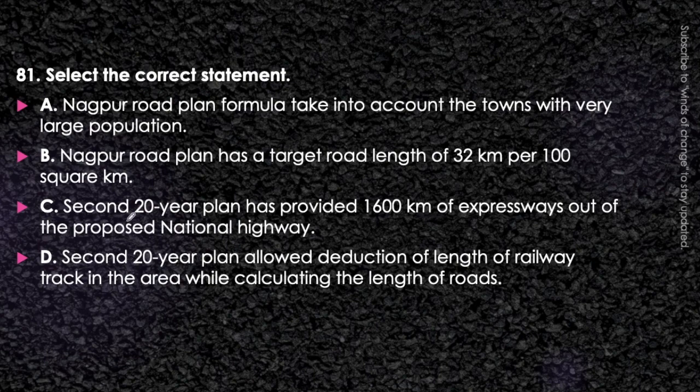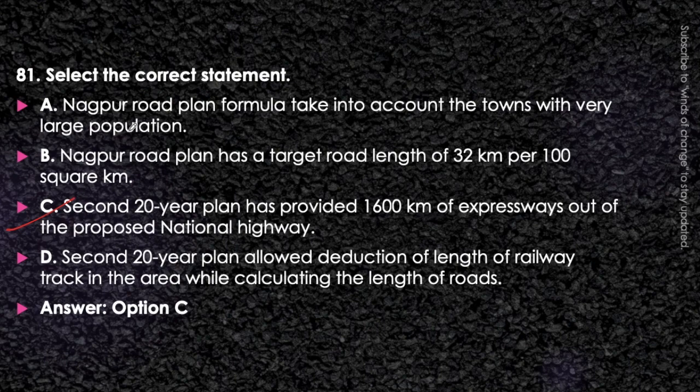Now these two statements are for the second 20-year plan, in which it is provided that 1600 km of the expressway is out of the proposed national highway, and the second 20-year plan allowed the deduction of the length of railway track in the area while calculating the length of the roads. This was adopted after the second 20-year plan, so this cannot be a possibility. Railway track was not being considered in the second 20-year plan. The answer will be option C, that is, in the second 20-year plan it is provided 1600 km of the expressway out of the proposed national highway.